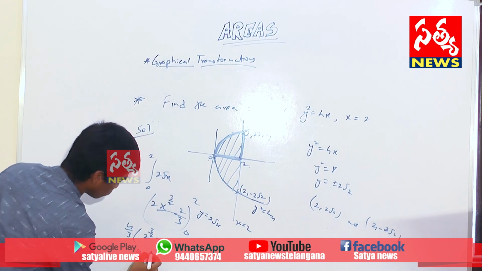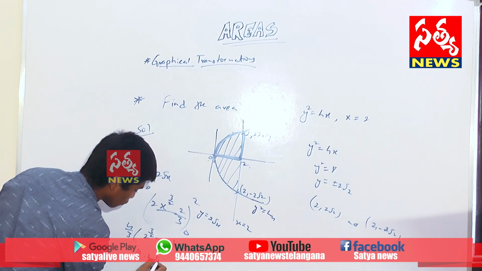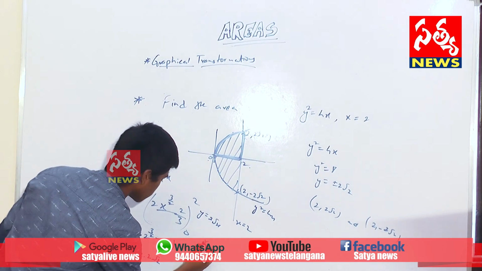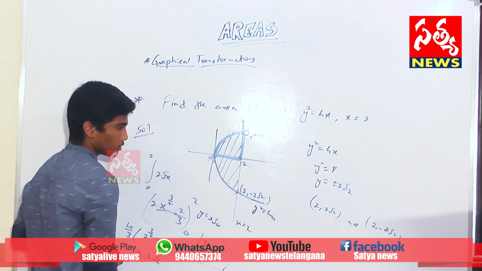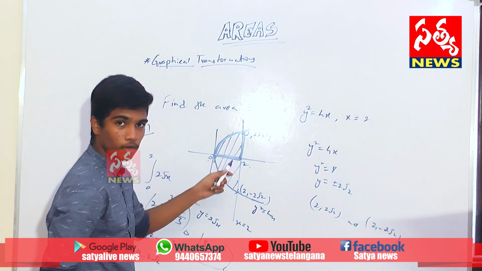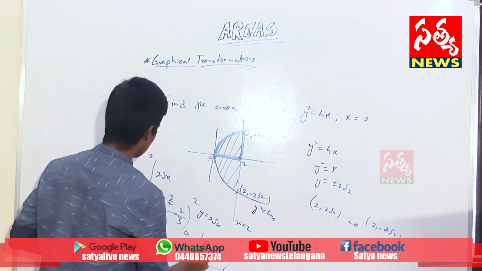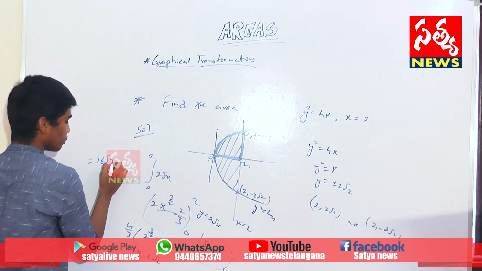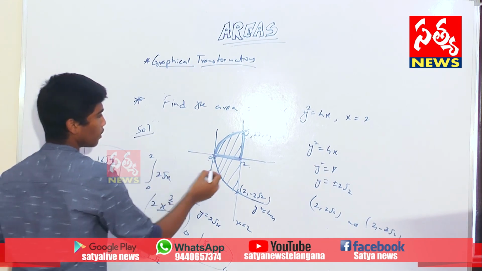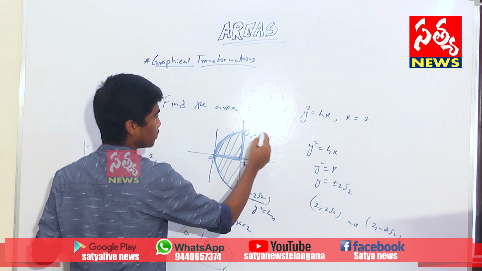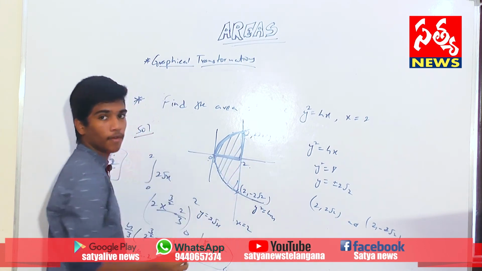4 by 3 into 2 power 3 by 2 is nothing but 8 by 3 root 2. But this is not our final answer because we have to double it. So the final answer is 16 root 2 by 3. This is the area enclosed by x equals 2 and y square equals 4x.